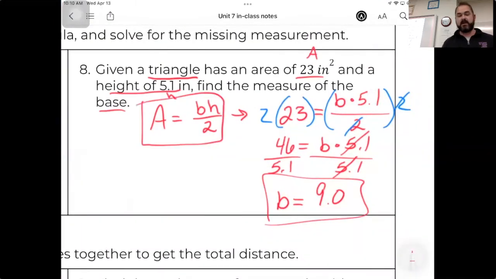Area equals base times height over 2. The first step, once you plug in the 23 for A and the 5.1 for H, is to multiply both sides by 2 to cancel that over 2. So you get 46 equals base times 5.1. So we just divide by 5.1 and we get 9.0.